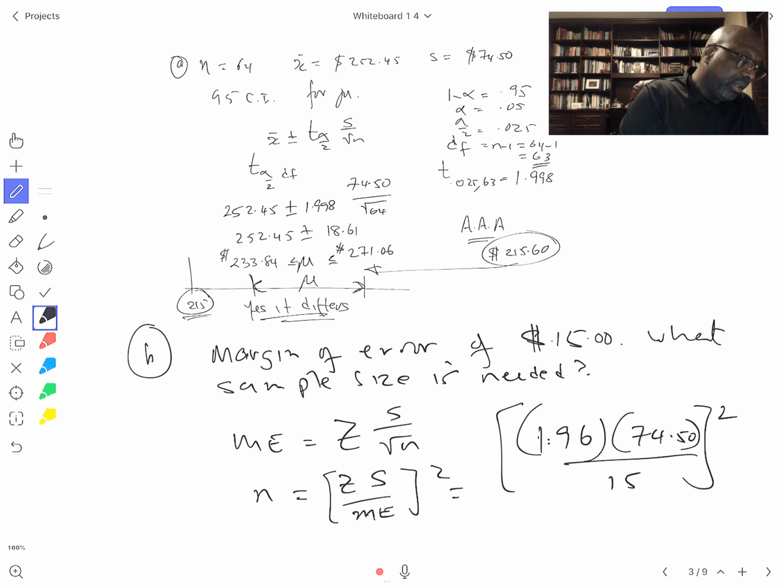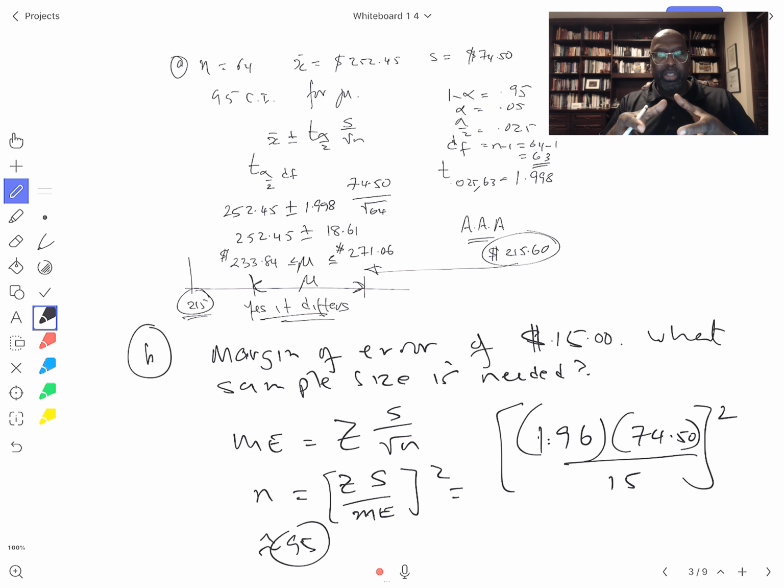So this is 95. So if you wanted to estimate the true amount of money spent per day to within $15 of the actual mean, we would need 95 families to participate in our study. All right? So that answers that particular question for us. So now let's do one more involving proportion.